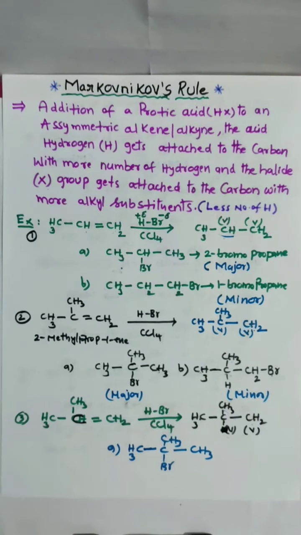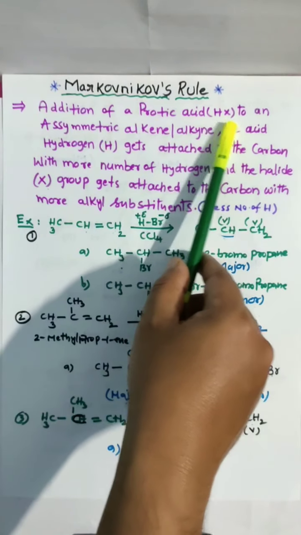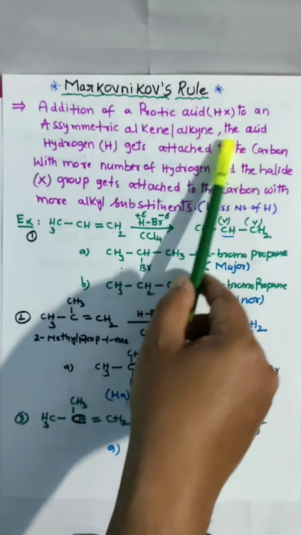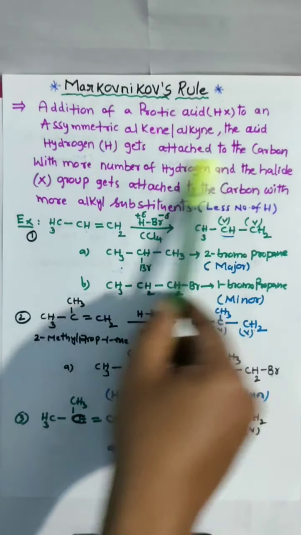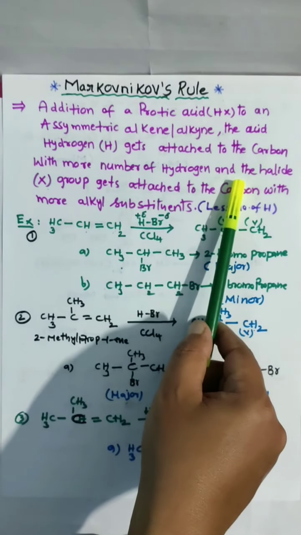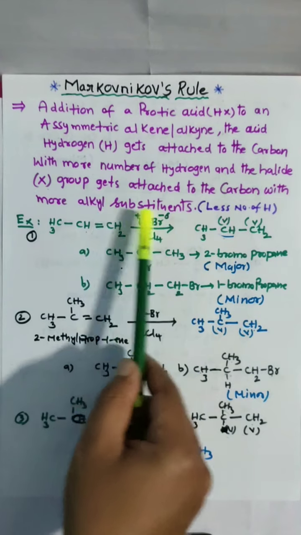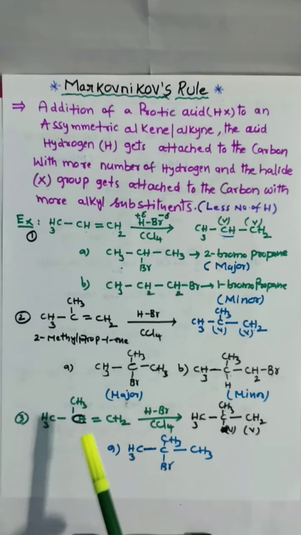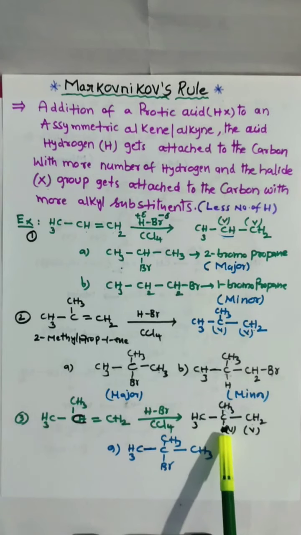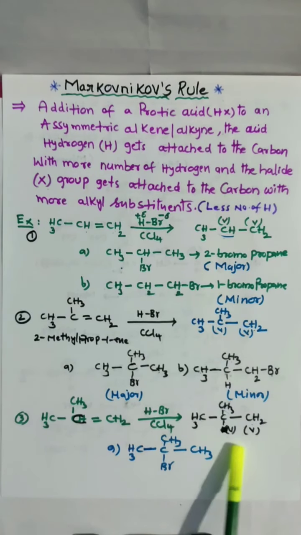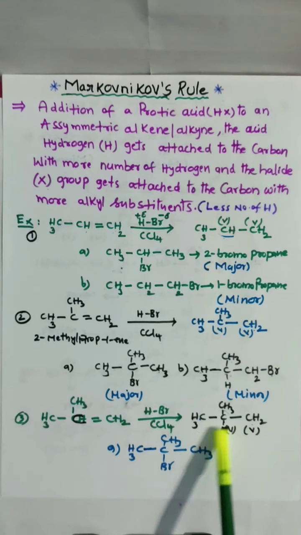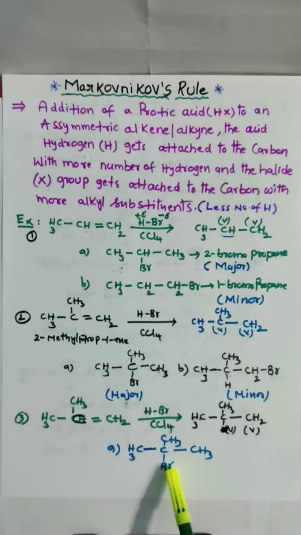So here we discussed that in the addition of a protic acid HX to an asymmetrical alkene or alkyne, the acid hydrogen gets attached to the carbon with more hydrogen atoms, and the halide group gets attached to the carbon with more alkyl substituents, which is the major product. We discussed different examples, and every time we got a major and a minor product. How to identify the major product: if the halogen-attached carbon has more alkyl groups, that is the major product.